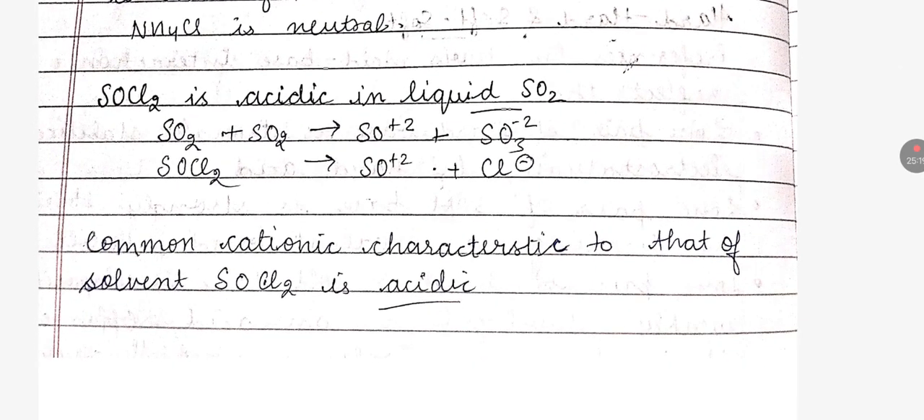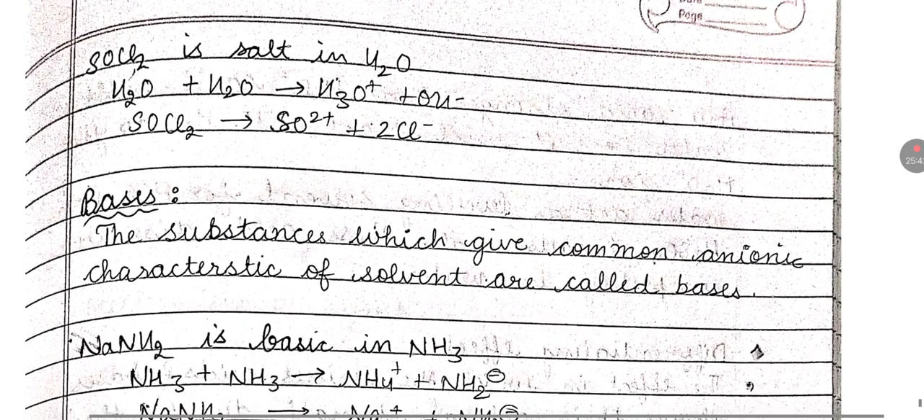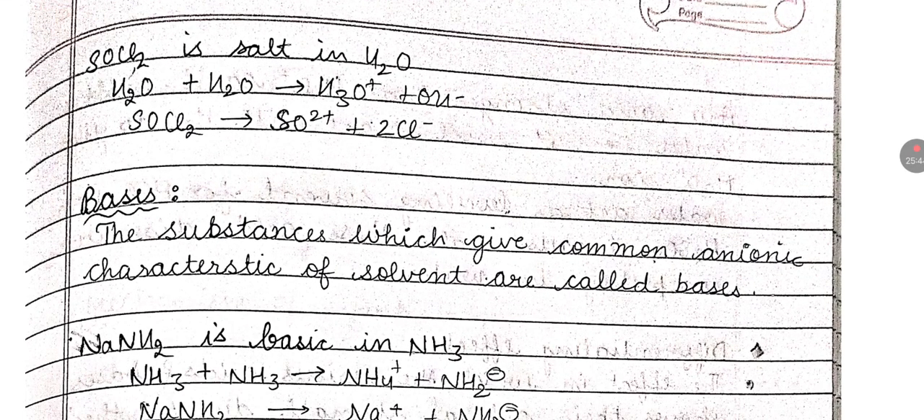SOCl2 is acidic in liquid SO2. When we add SOCl2, it will give SO positive 2 and Cl negative, and the autoionization of SO2 gives SO positive 2 and SO3 negative 2. As there is a common cationic characteristic, this is acidic. SOCl2 in water gives no common cationic or anionic properties, thus it is neutral.